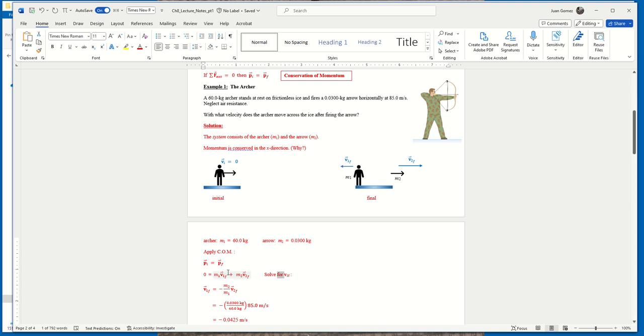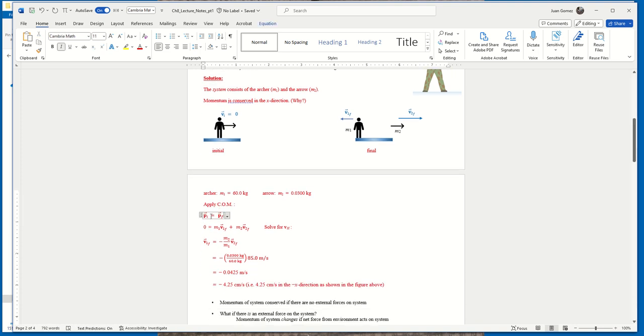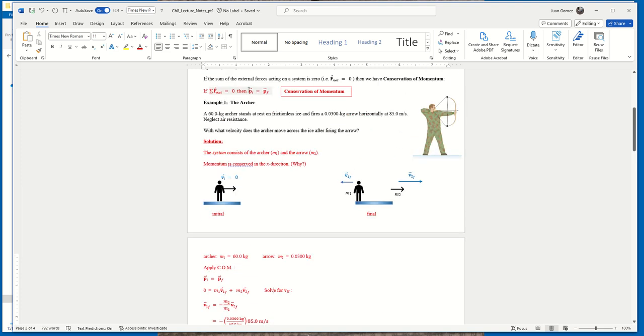Well, remember the initial momentum, let's now go to the next line. The initial momentum is 0 because in the initial case, neither M1 nor M2 is moving. So I know right away Pi is 0. Now what is P final? Well, when we say P initial equals P final, initial means the initial momentum of each object in the system. P final, that's the final momentum of each object in the system.